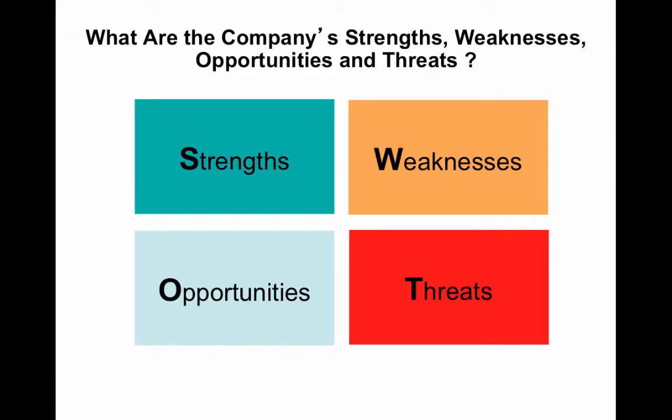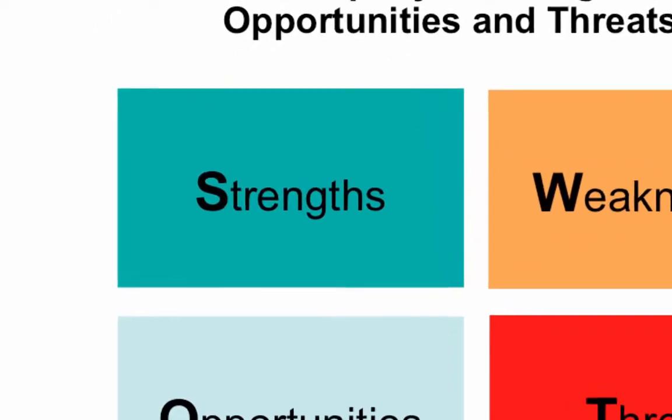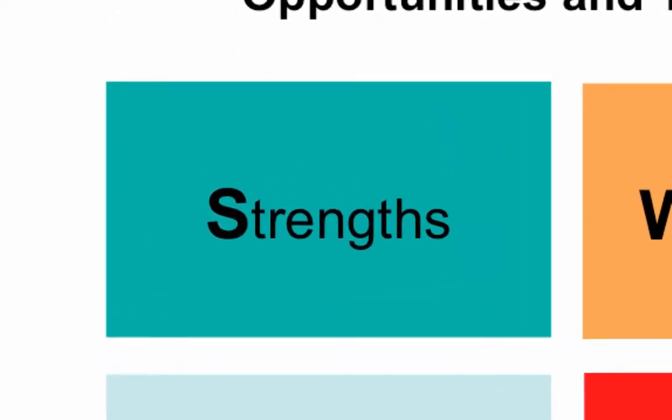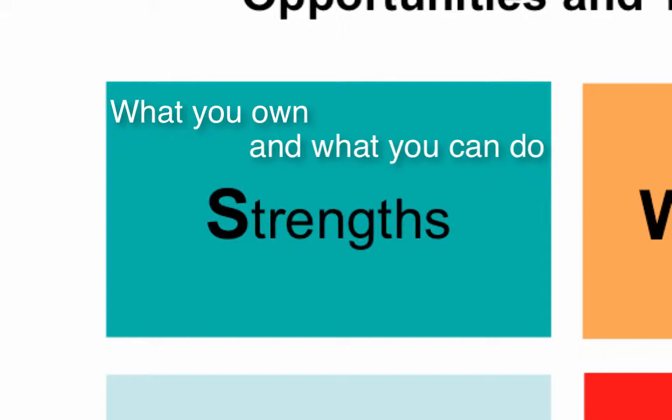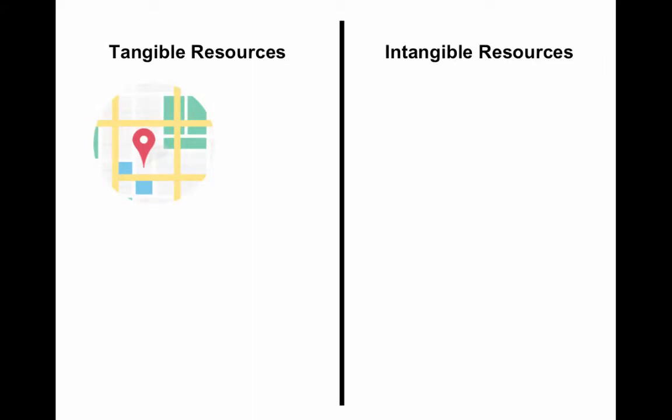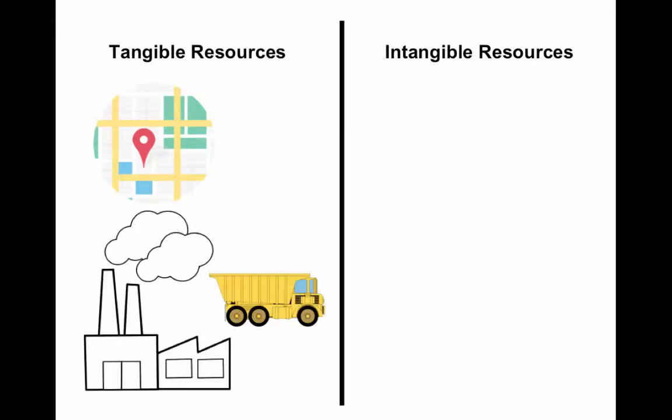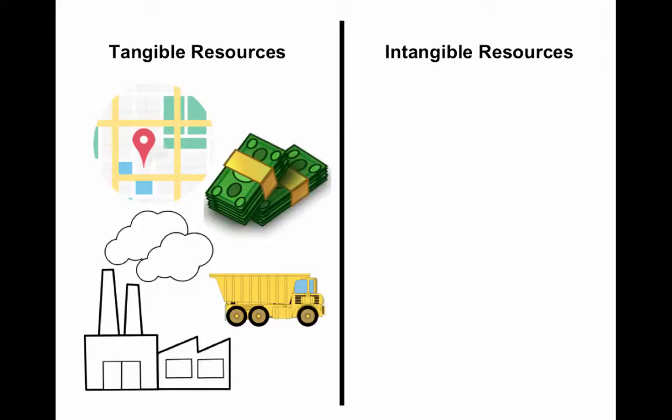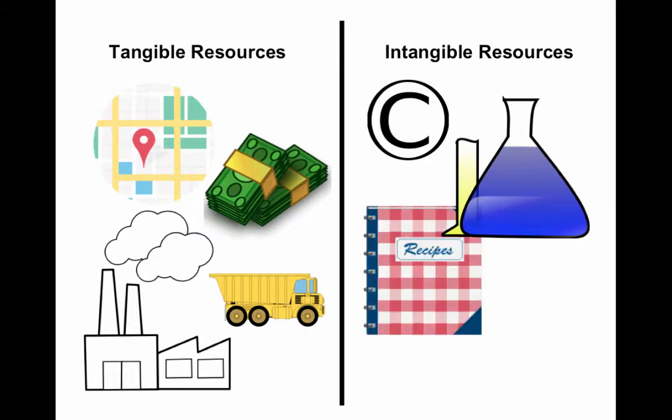A strength is something that a company is good at doing. It enhances its competitiveness in the marketplace. There are two categories of strengths: resources and capabilities. Tangible resources include things like land, buildings, equipment, and of course, financial resources. Intangible resources include things like brand names, reputation, patents, technological and marketplace know-how.